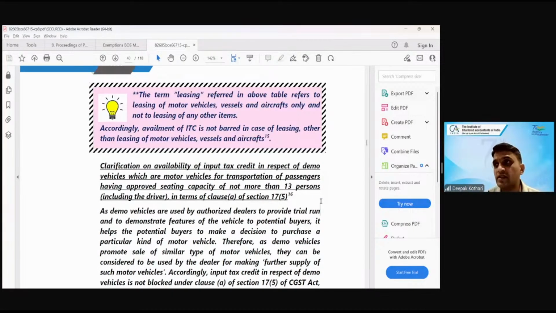Now, the exception is if it is used for transportation of passengers or for transportation of goods, then it is allowed. This is not specifically transportation of passengers, right? Because it's just a demo vehicle. So क्या इसके ऊपर credit मिलेगा?